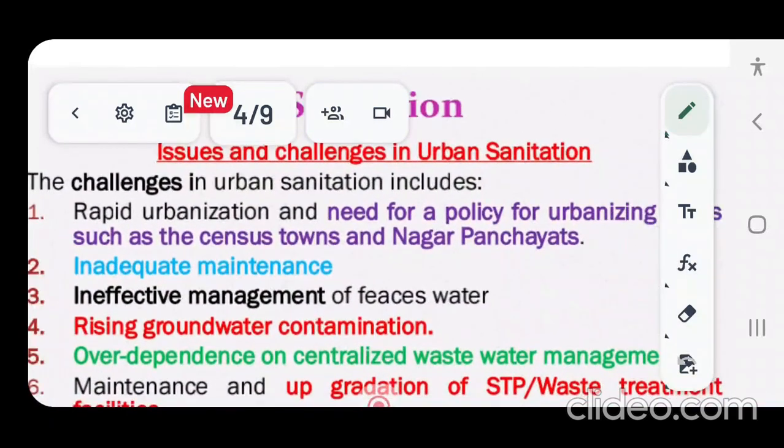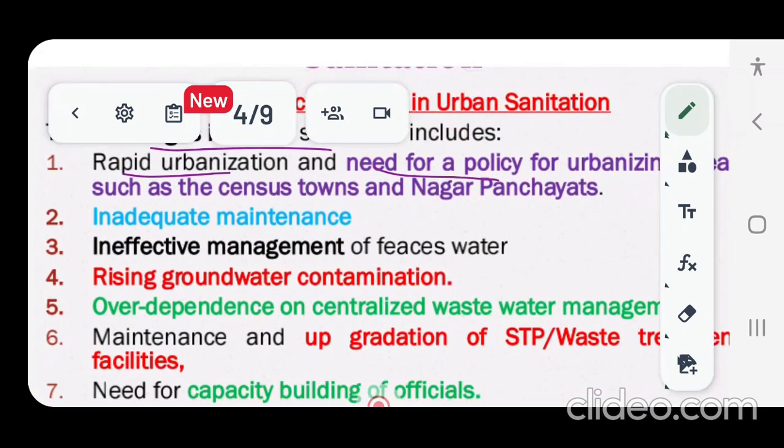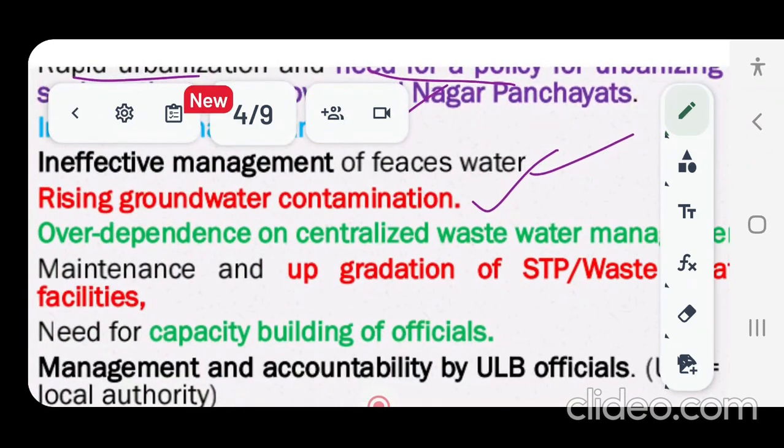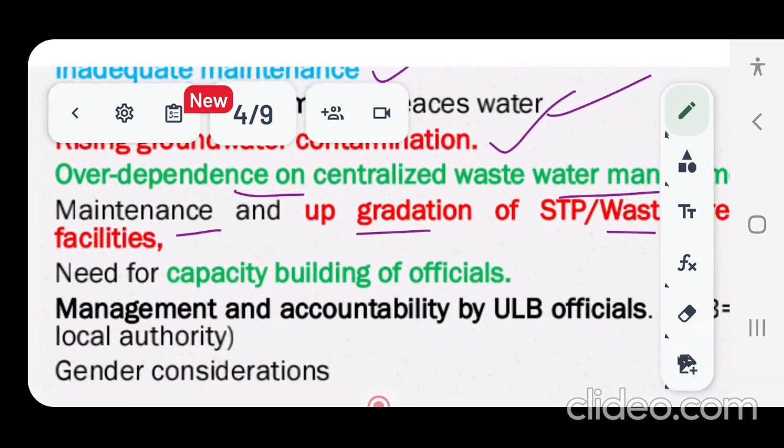But there are certain challenges in urban sanitation. The first problem is rapid urbanization, fast settlement of people in the cities, and there is a strict need for a policy. Maintenance is inadequate, management is ineffective, groundwater contamination, over dependence on wastewater management, maintenance and upgradation of wastewater treatment facilities, necessity for capacity building of officials who are present in ULBs, etc.